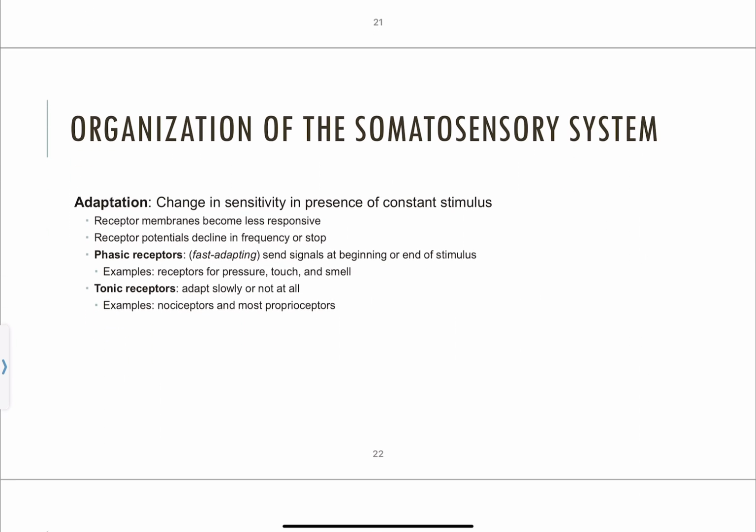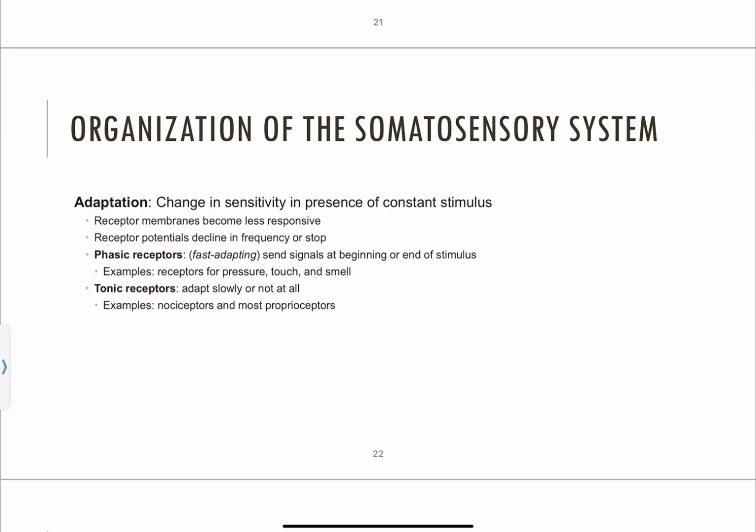The second level of processing is adaptation. Adaptation is basically the change in sensitivity in the presence of a constant stimulus. So receptor membranes become less responsive, and receptor potentials decline in frequency or stop. We have 2 basic types of receptors: phasic receptors and tonic receptors. Phasic receptors are really, really fast to adapt, and they're going to send signals at the beginning or the end of a stimulus only. So for example, receptors for pressure, touch, or smell.